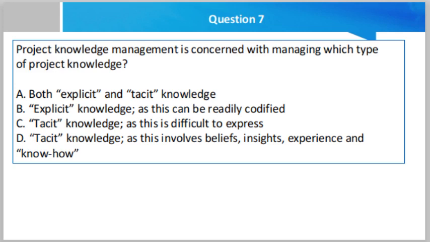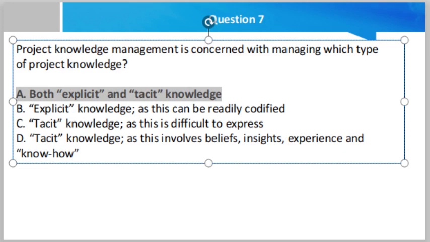Very interesting question, friend. So, what do you think the right answer is? The right answer is option number A. Now, why is it the right answer? Friend, knowledge is commonly split into explicit knowledge, knowledge that can be readily codified using words, pictures, and numbers, and tacit knowledge that is personal and difficult to express. Knowledge management is concerned with managing both tacit and explicit knowledge.